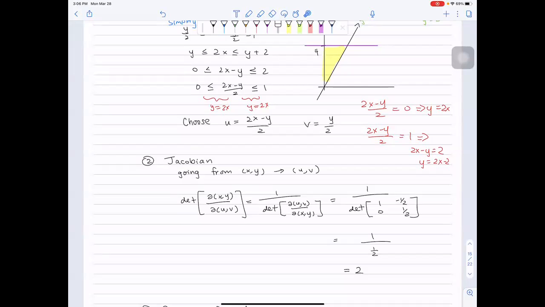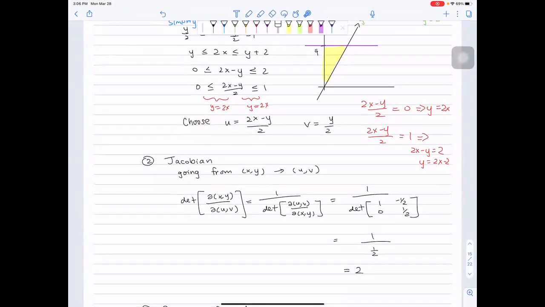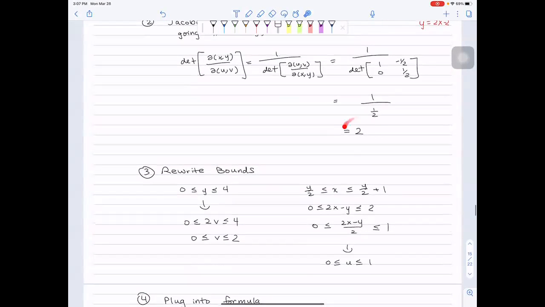So this means that if we want to substitute variables so that we're doing things in terms of u's and v's, we're going to need to multiply by an extra 2 and rewrite our expression in terms of u and v. So this equals this by our original formula.